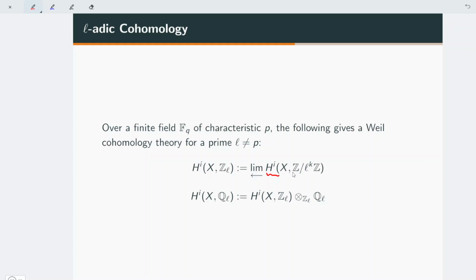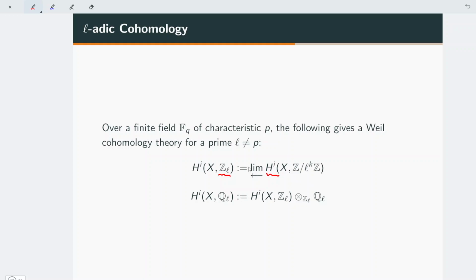And this gives you an inverse system of groups, and you can take the inverse limit. It's a category theoretical construction, and we define that to be denoted by H^i(X, Z_l). Z_l is usually used to stand for the l-adic integers, which you can think of as formal power series with powers in L.